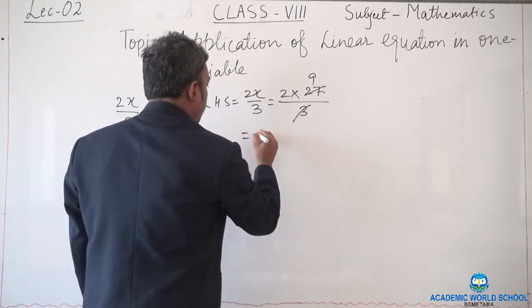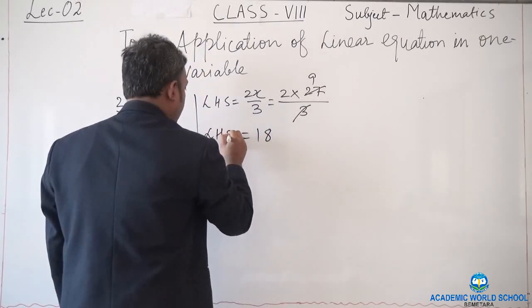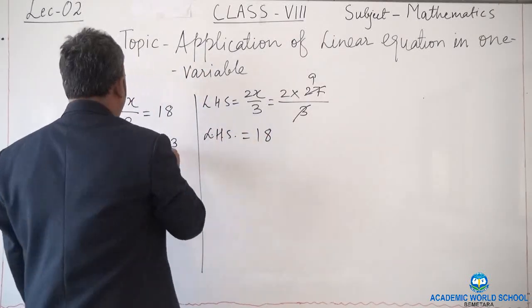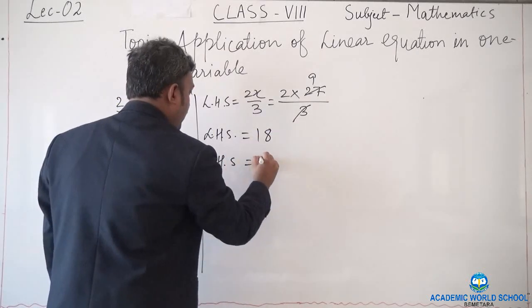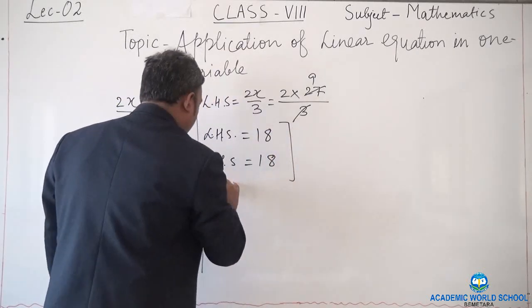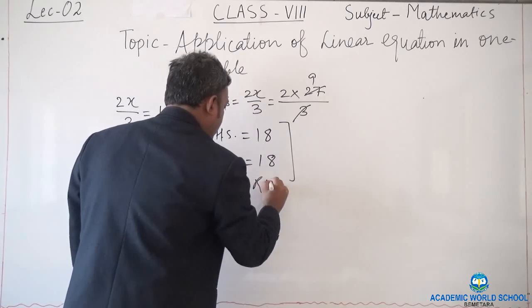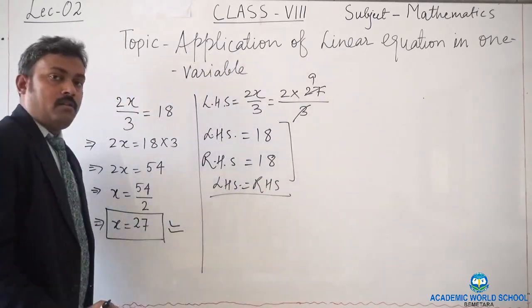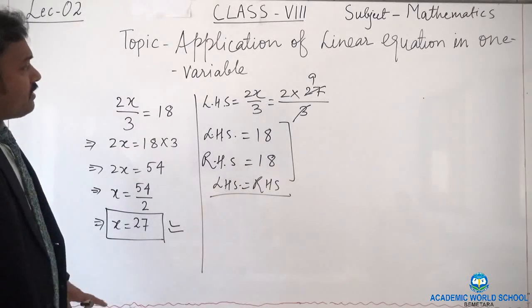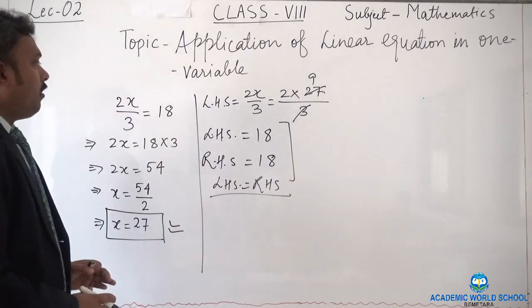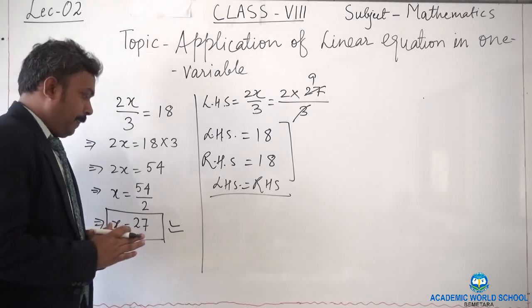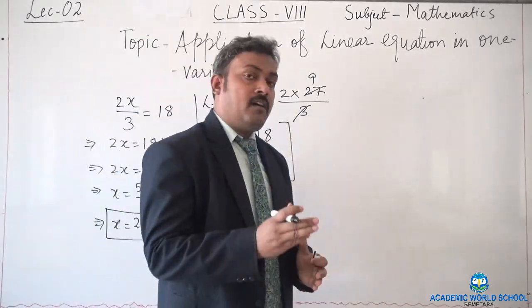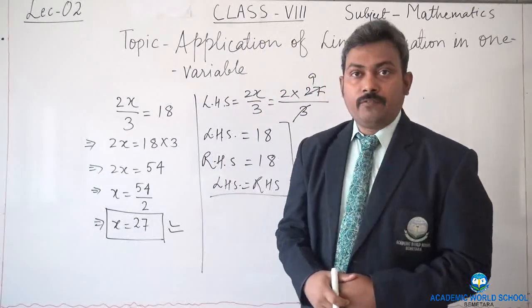So 2 into 9. 2 into 9 is 18. Now see that, LHS is 18. And what is the RHS here given? 18. So LHS and RHS both are equal. Okay. So in this way we find the solution of an equation, and this is one of the types of equation we are discussing.